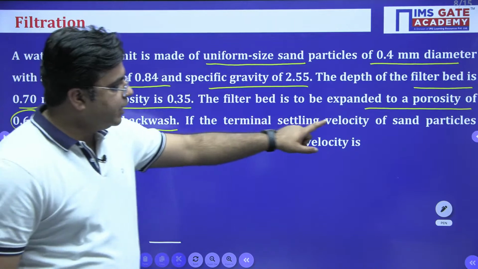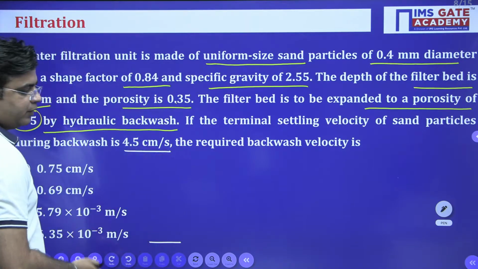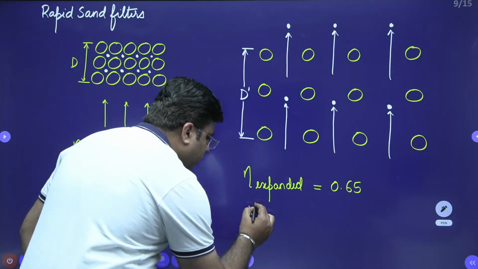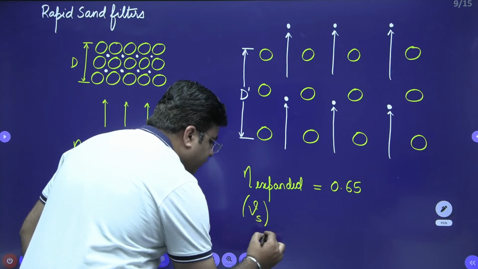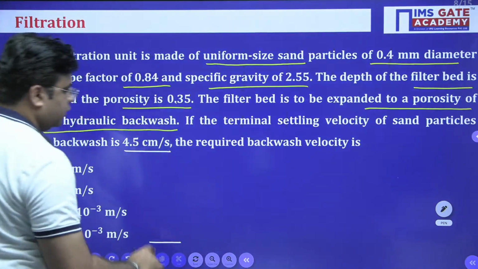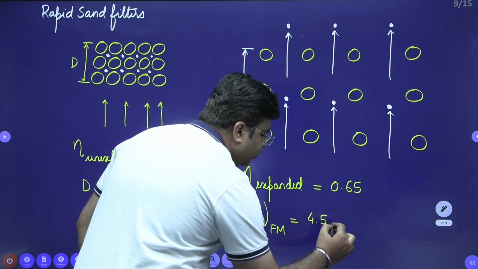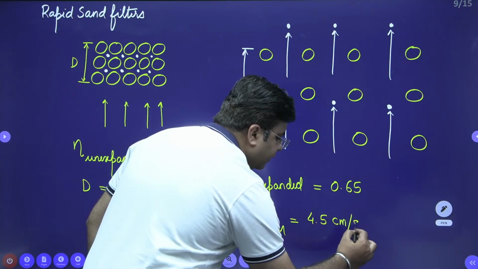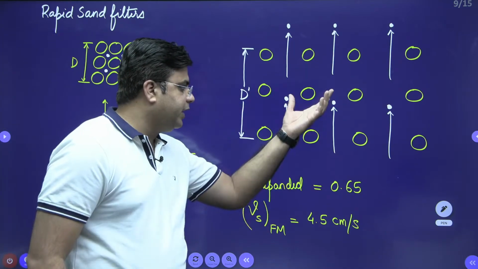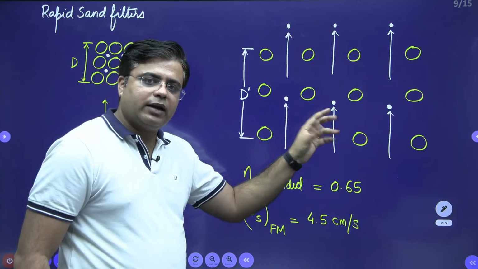The terminal settling velocity of the sand particle during backwashing is 4.5 centimeter per second. So the settling velocity of the filter medium particle is 4.5 centimeter per second. And you are asked to calculate the backwash velocity, that is, at which rate we are sending this water for backwashing.